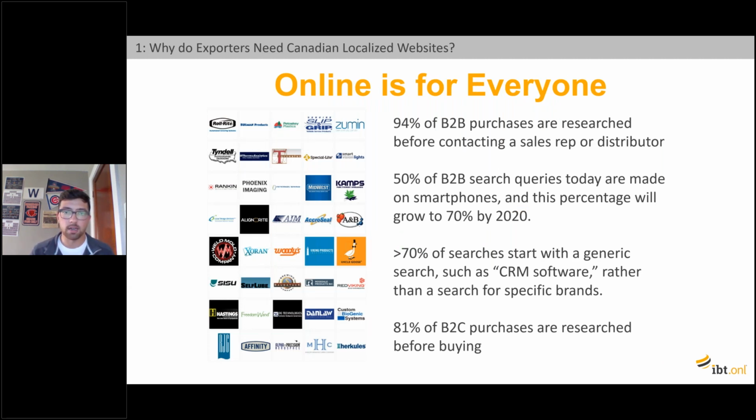As we go into the next slide, online is for everyone. Ultimately, I just wanted to include this slide because many of the US exporters that are going to Canada are in that B2B space, in that realm. And sometimes those B2B companies don't pay enough attention to their online presence, because they can suffer from something I like to call perfectly engineered syndrome.